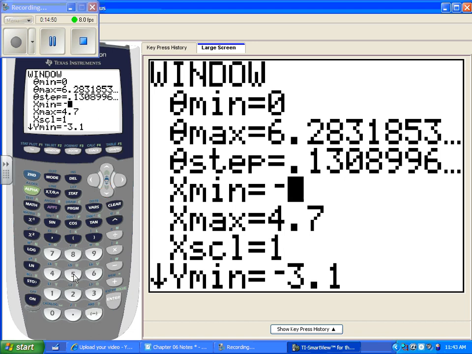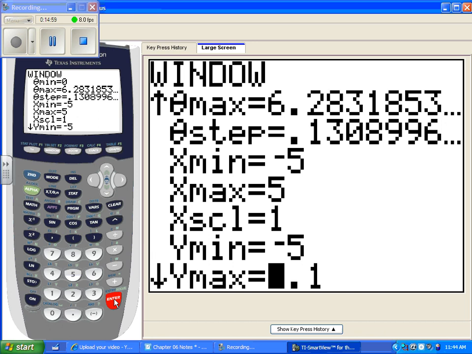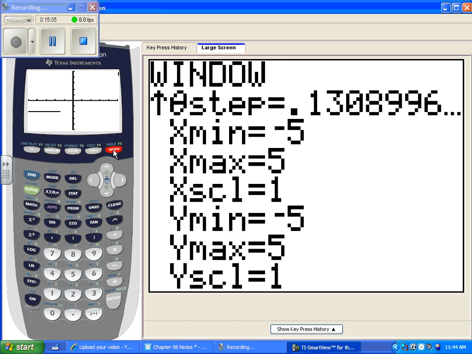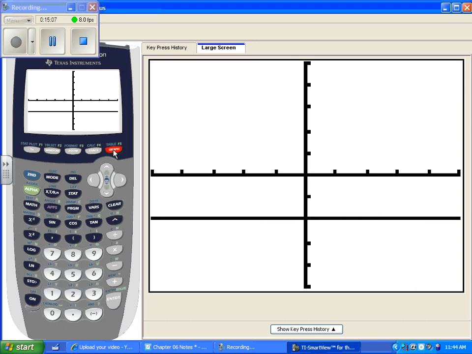I'll just do a -5 to 5 window with 1 for a scale, and then -5 to 5 for the y values, and then when we graph it, you'll see that gave us a horizontal line at y equals -2. Again, I would say experiment around with the calculator and see what you can get it to do with different values for different parts of these graphs.